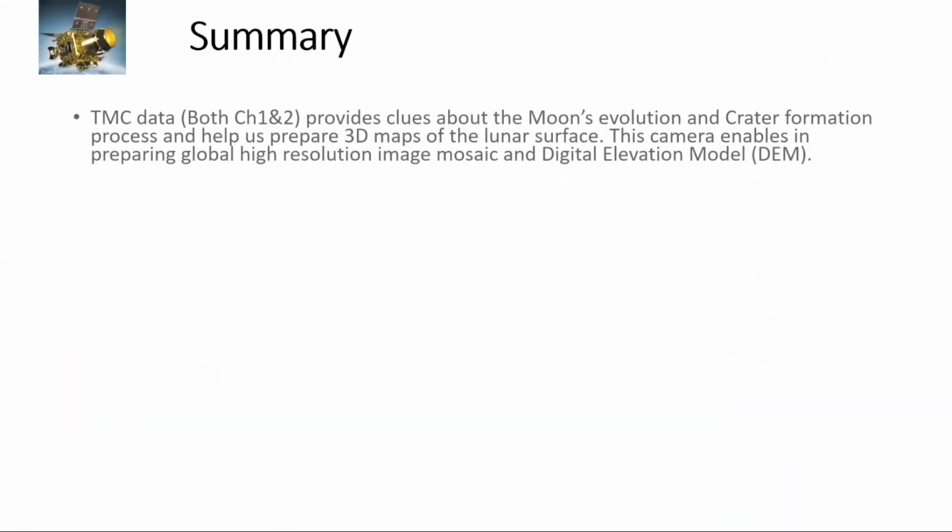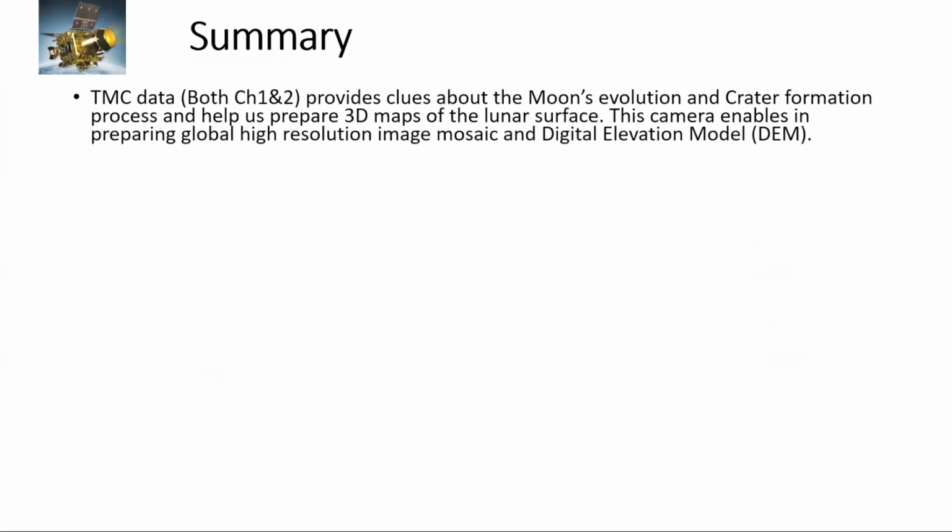In summary, the TMC data, which was used both from Chandrayaan-1 and Chandrayaan-2, also provides clues for smooth evolution of the crater formation process and helps us prepare 3D maps of the lunar surface. This camera enables preparing global high-resolution imaging mosaics, because this particular camera has 5 meters of resolution and the DEM is 10 meters resolution, and this was comparable with the LOLA DEM also.